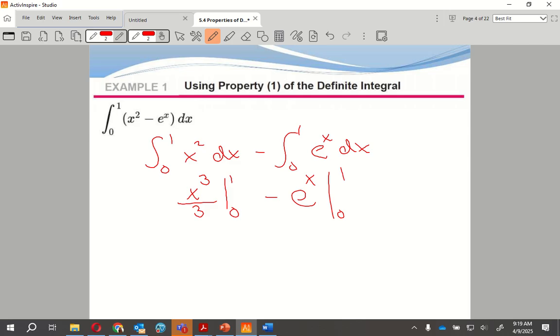Let's go ahead and evaluate this one, top minus bottom. That's going to be 1 to the third over 3 minus the bottom, 0 to the third over 3. Then subtract this whole thing, which is e to the first minus the bottom, e to the 0. This is going to give me 1/3.